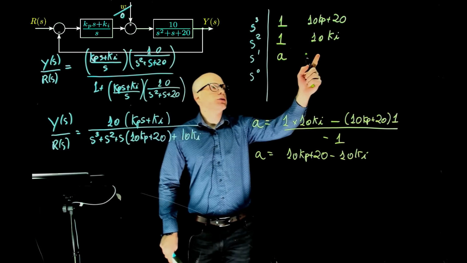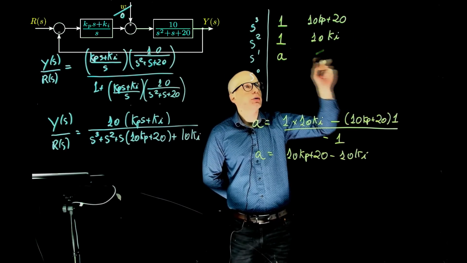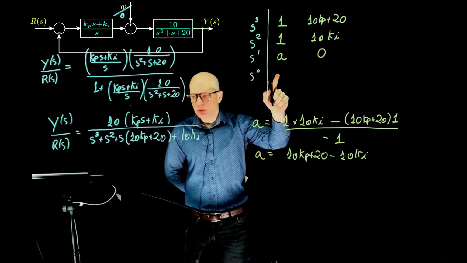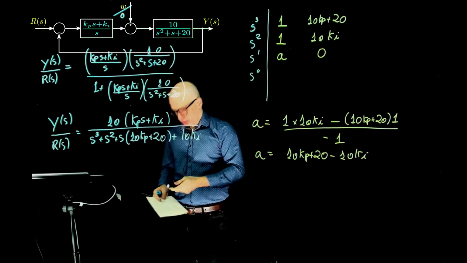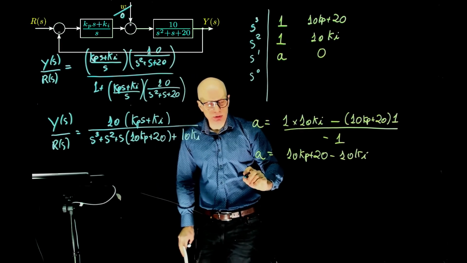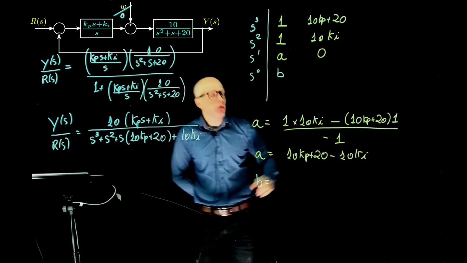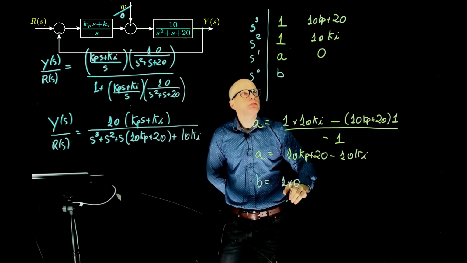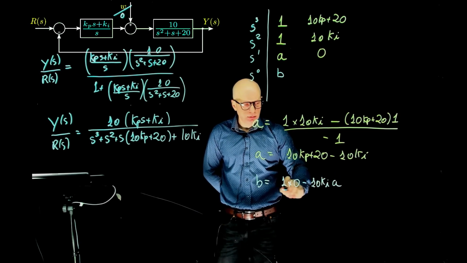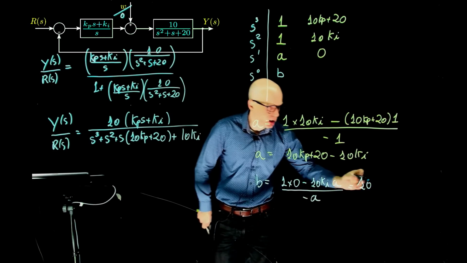Let's see. What is this coefficient, this number here? Well, we are stretching it to the top to 0, 0. So this is 0. And what is this one? Because you have a 0 here, there's going to be 10 times Ki, but let's calculate it. Let's call this B. B is 1 times 0 minus 10 Ki times A divided by negative A, which is 10 Ki.